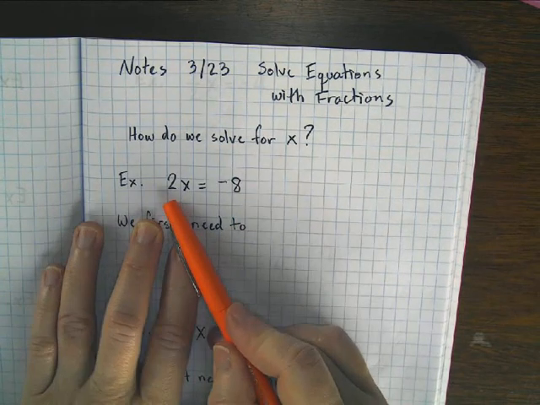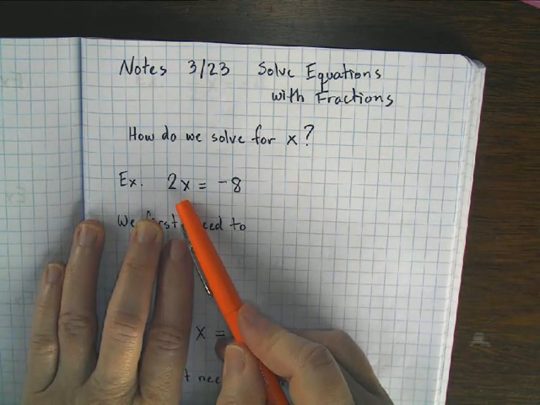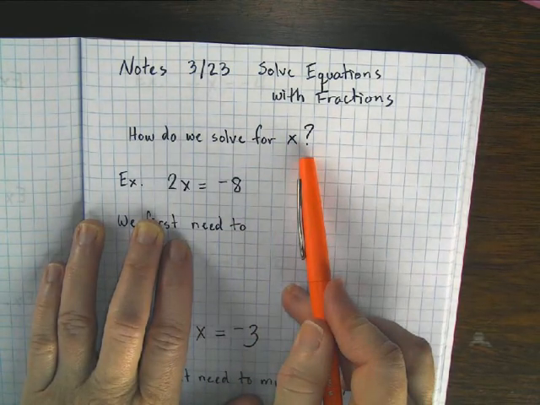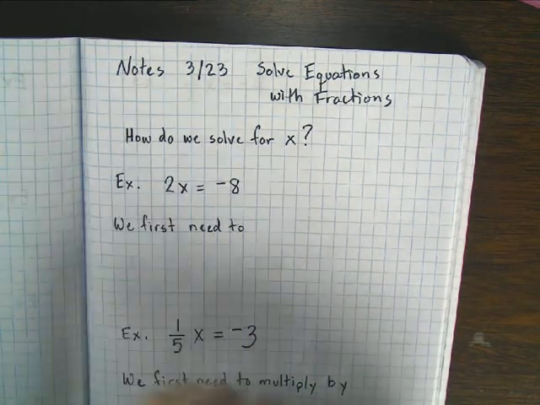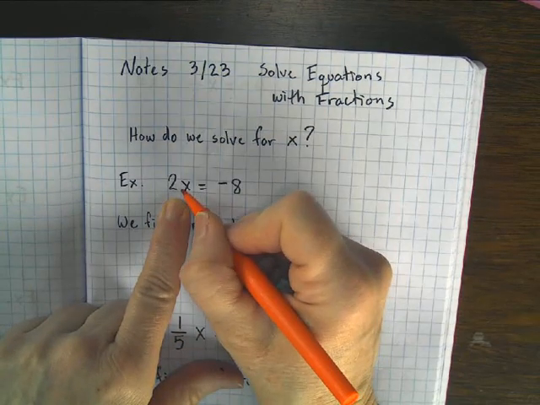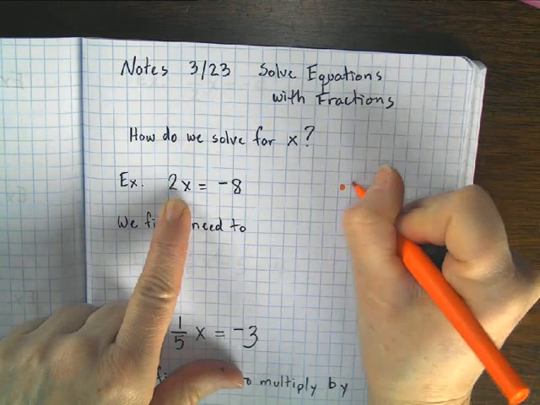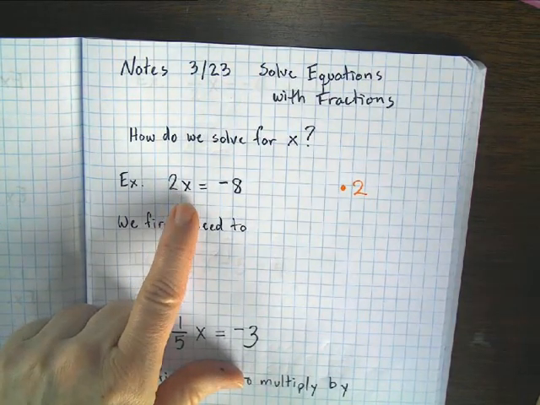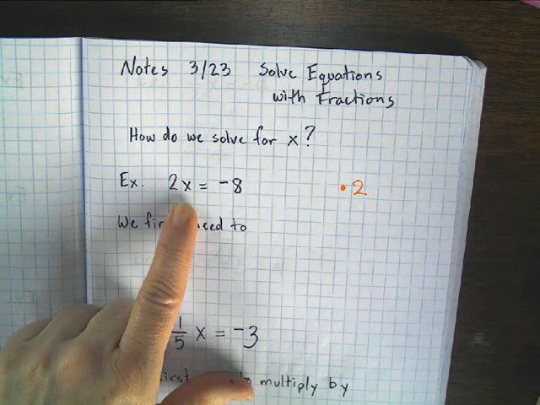If I have 2 times x equals negative 8, how do I solve for x? Well, let's think about the balanced method. What is happening here? X is being times by 2. So if I think about my construction steps, it's being times by 2. That's it. That's all that's happening.